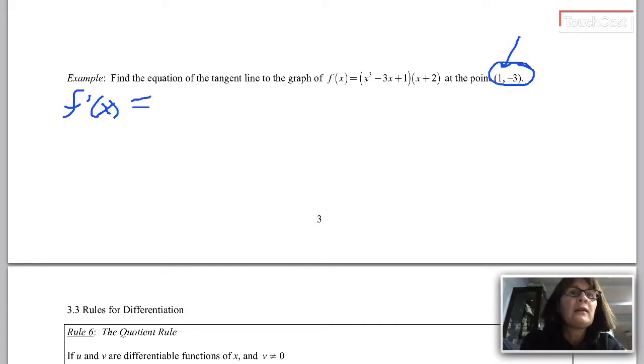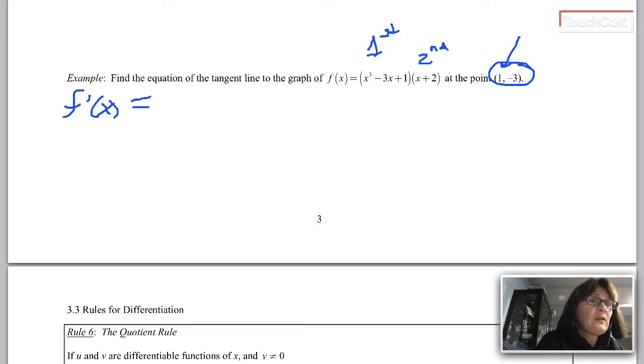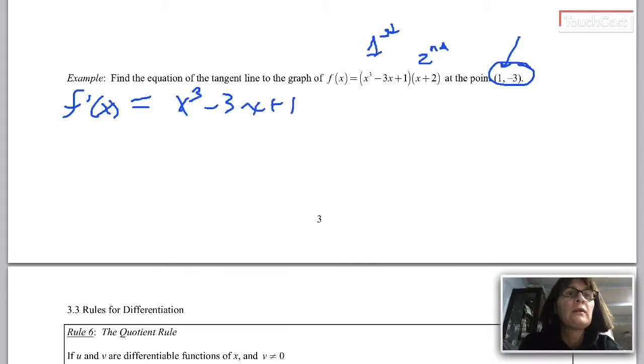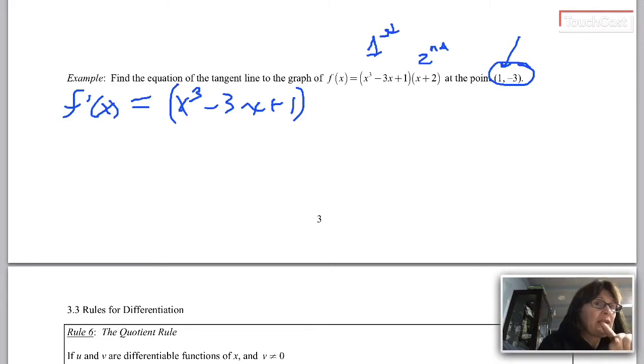So f prime of x, I'm going to think of this as first times second. My first function is x cubed minus 3x plus 1. My second function is x plus 2. I'm going to use the product rule to find this derivative. So product rule, first times the derivative of the second is going to be x cubed minus 3x plus 1 times the derivative of the second. The derivative of x plus 2 is 1, because that's x to the first. The 1's going to come down to the front. X to the 0 is 1.